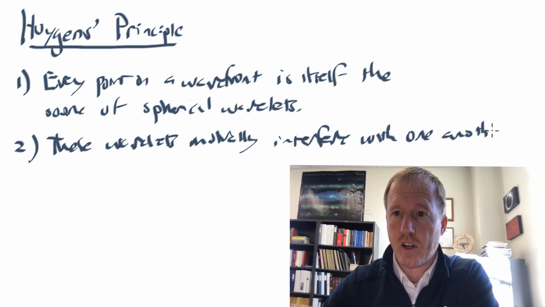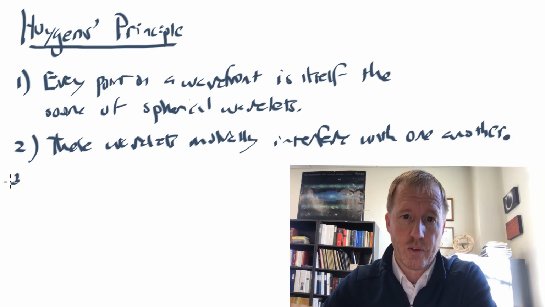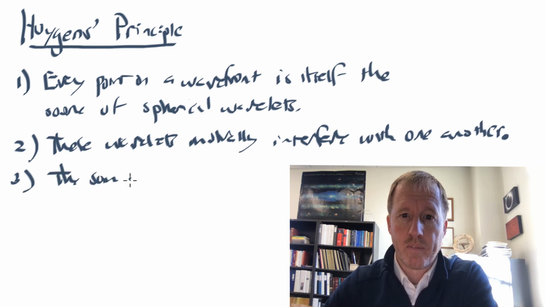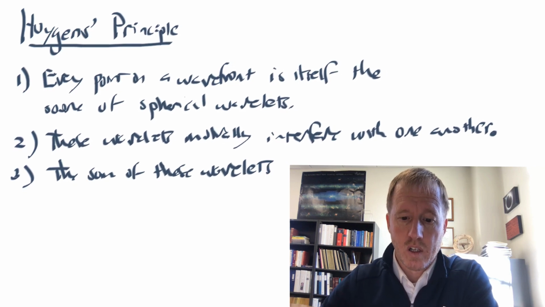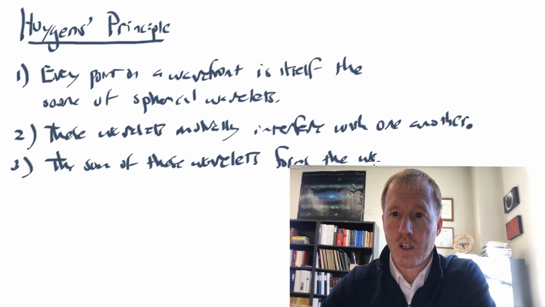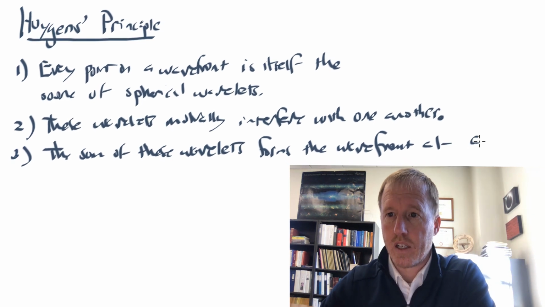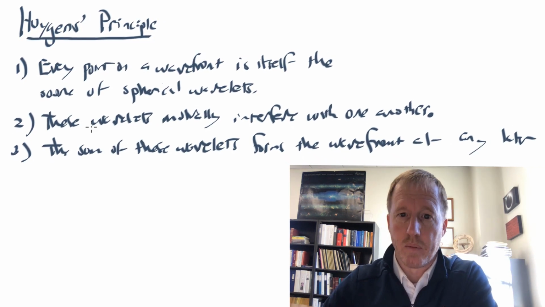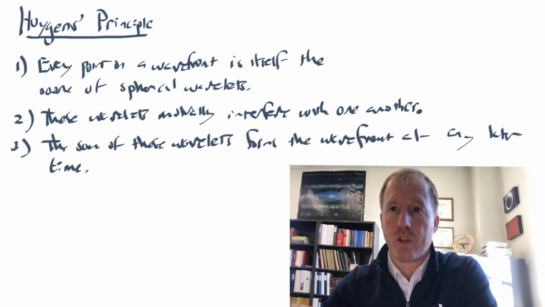So interfere here has a technical meaning. They can experience constructive or destructive interference. More generally, you use the superposition principle to add them up or to sum them. And then the sum of these wavelets forms the wavefront at any later time.